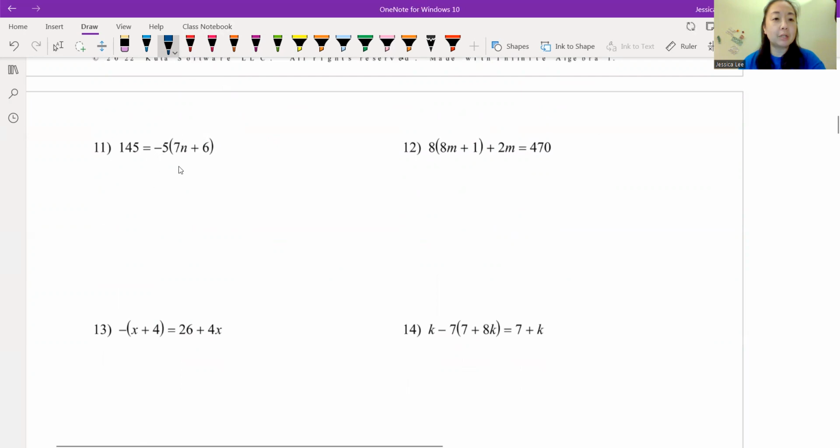Okay, and again, we're going to do the same thing here. I'll just distribute this one, and then 12 I'm going to divide. Okay, that's what we'll do. So let's try that out. So we're just going to distribute this negative 5. So we're going to get 145 is equal to negative 5 times 7n, which is going to be negative 35n. Actually, it's going to be minus, right? Negative 5 times 6 is going to be negative 30, or minus 30.